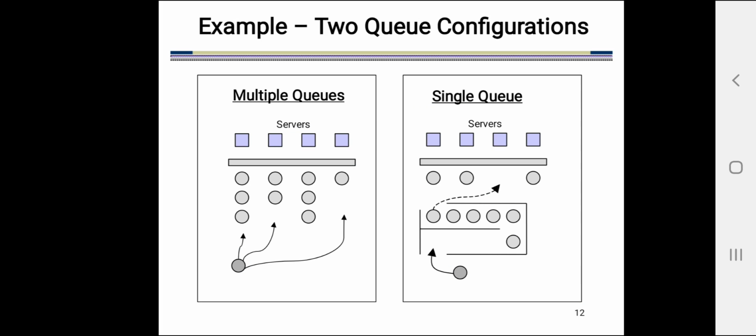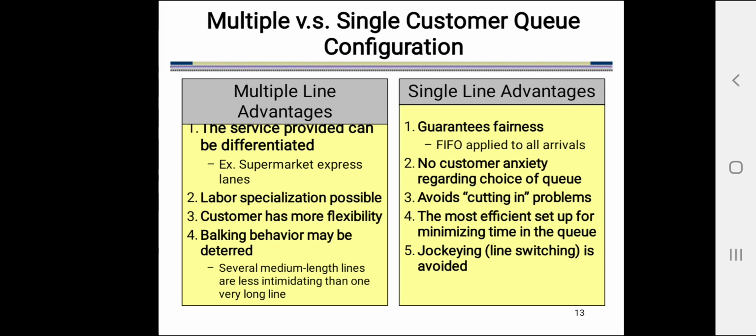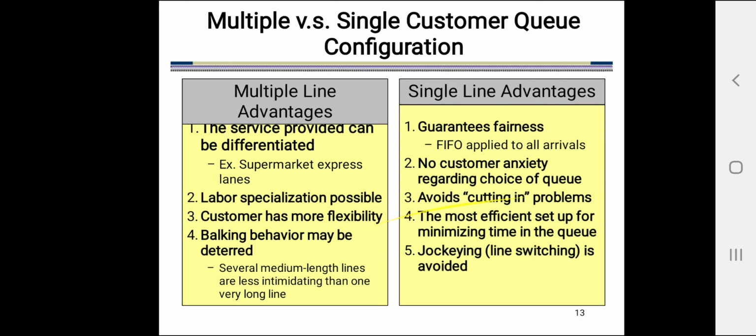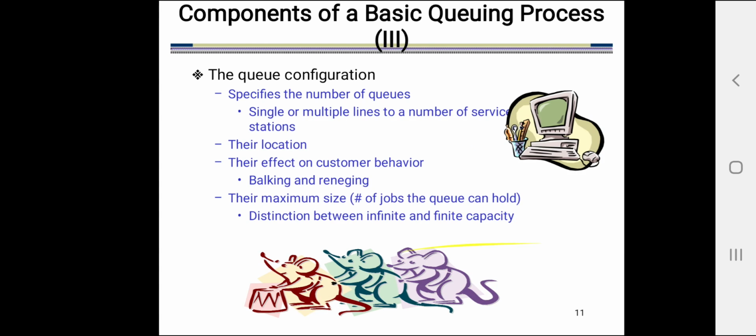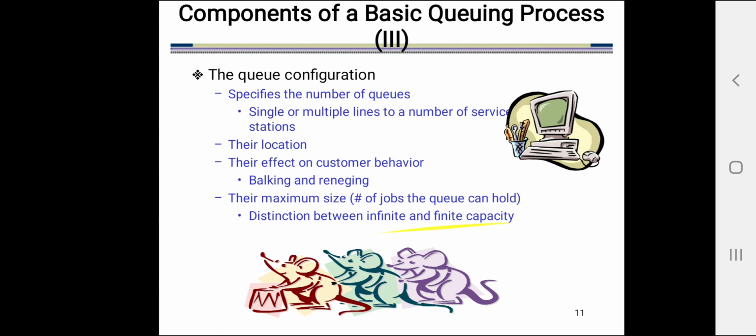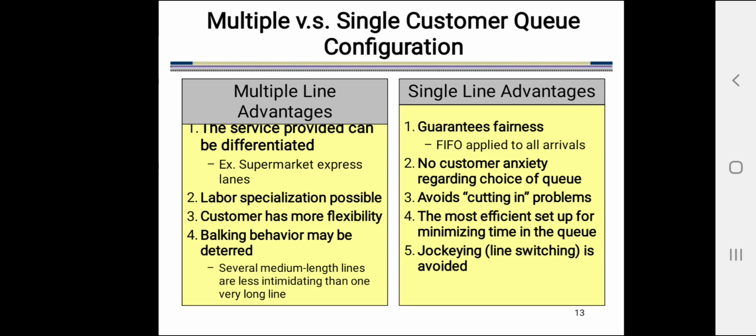See here, single line queue and multi-line queue, multiple line queue. The service mechanism is also important. So what are the important components we are discussing? See here, it is a calling population, then arrival process, queuing configuration, queuing discipline and service processes. So we are discussing one by one.